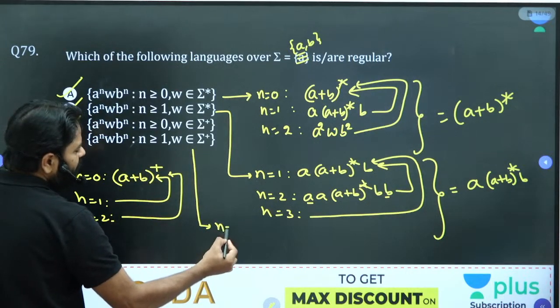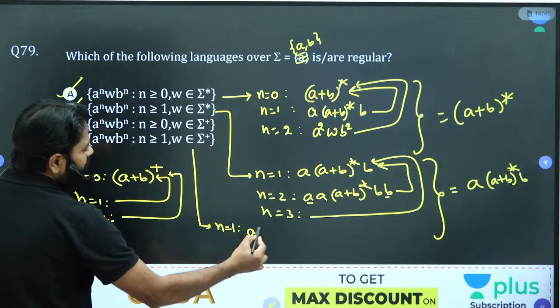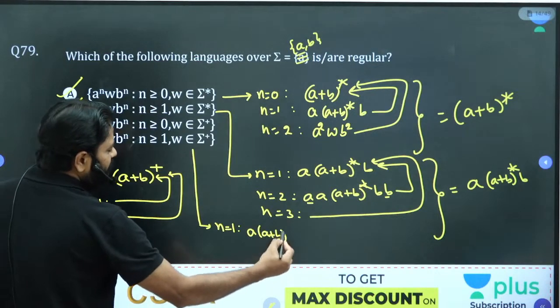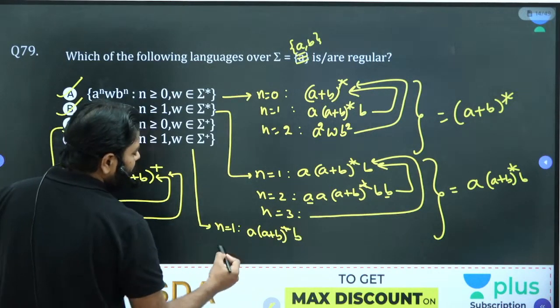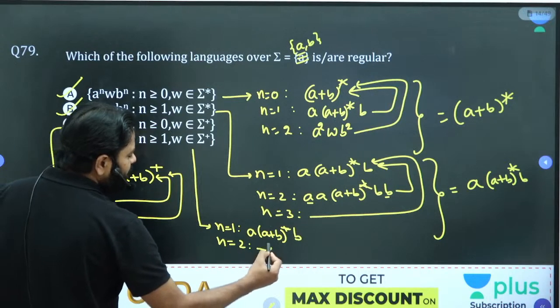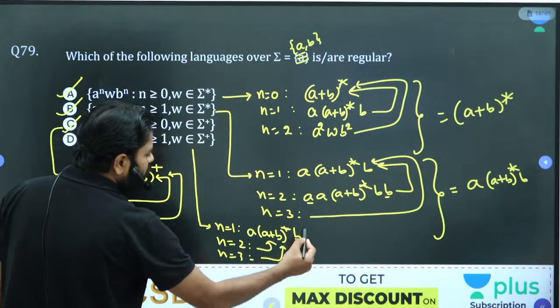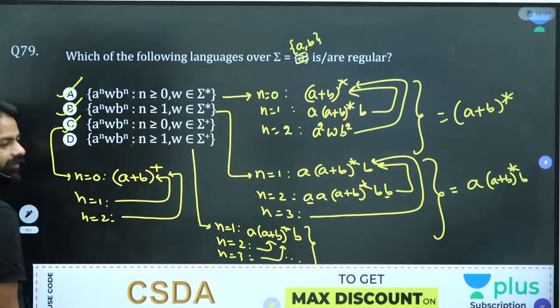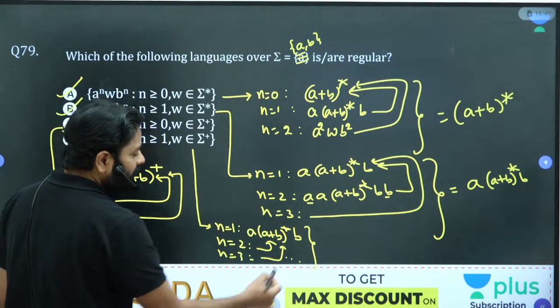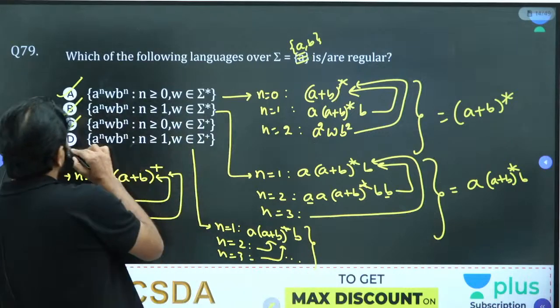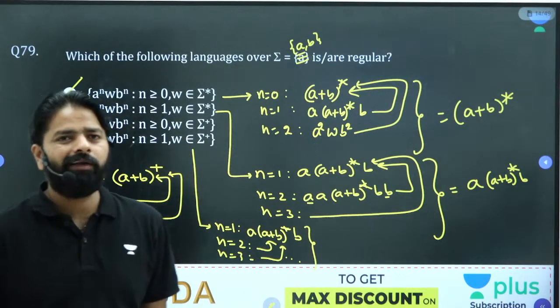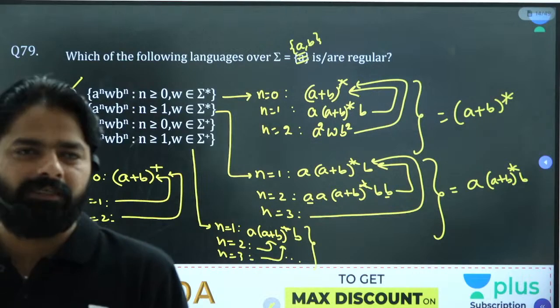When you put n is equal to 1, you get (a plus b) whole plus b. Now you just cross-check: n is equal to whatever you write, is it covered here? n is equal to 3 also, and so on. So here the answer is strings starting with a and ending with b, but with minimum length 3. All are regular. Anybody answer that? A, B, C, D.